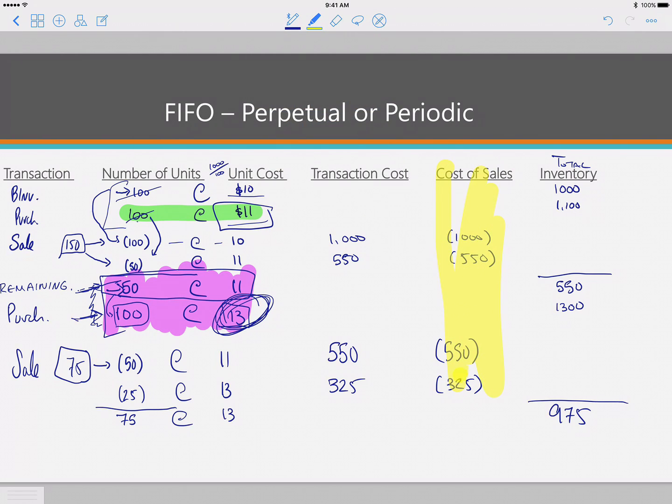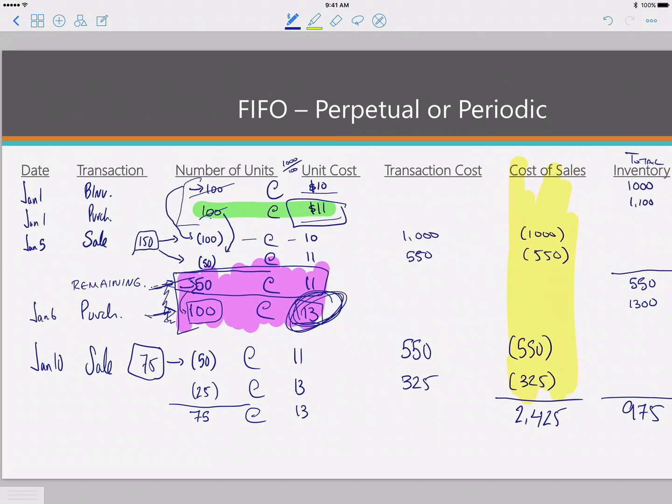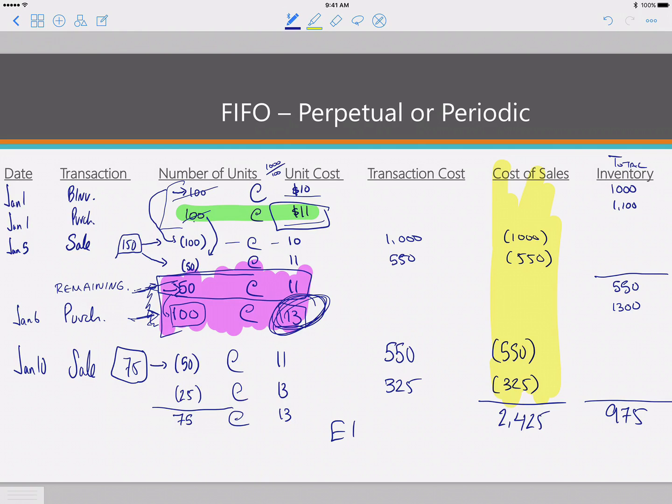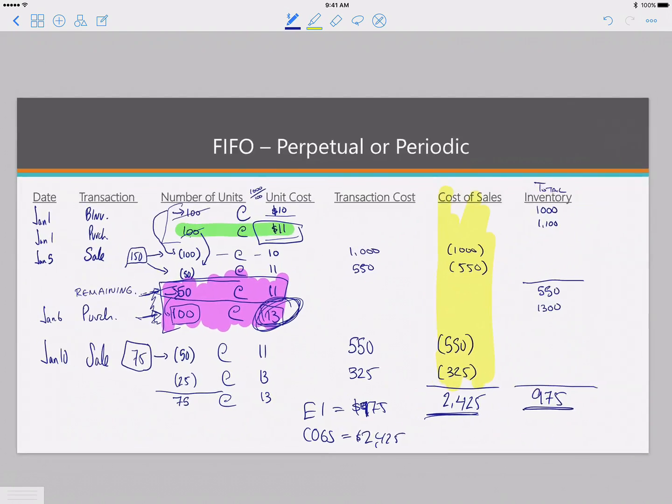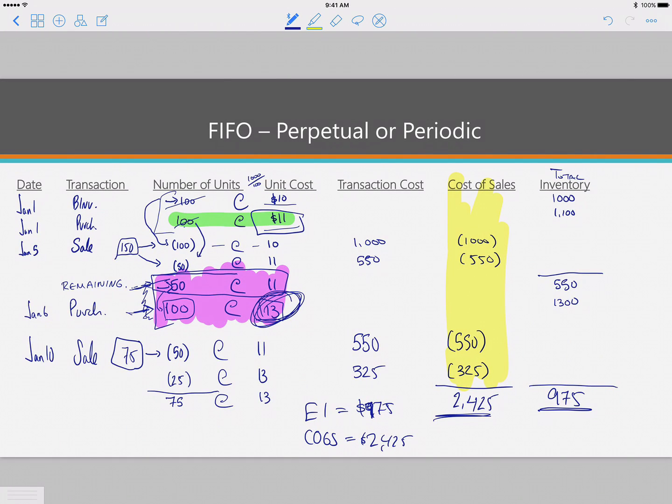So we're going to add this all up, and that's going to be our cost of goods sold. So we have 1,000 plus 550 plus 550 plus 325, and that gives us a cost of sales of 2,425. So our required, right, is get your ending inventory and get your cost of goods sold. Well, our ending inventory is $975, and our cost of goods sold is $2,425.